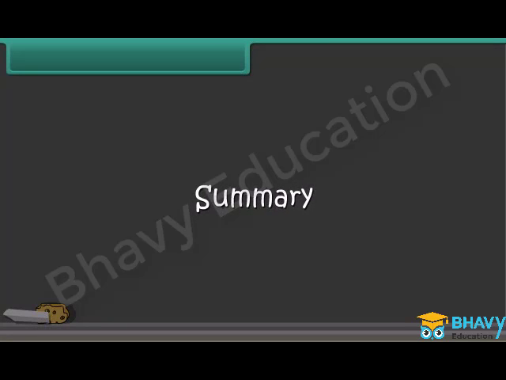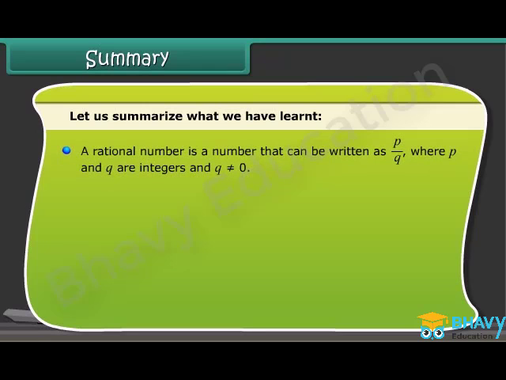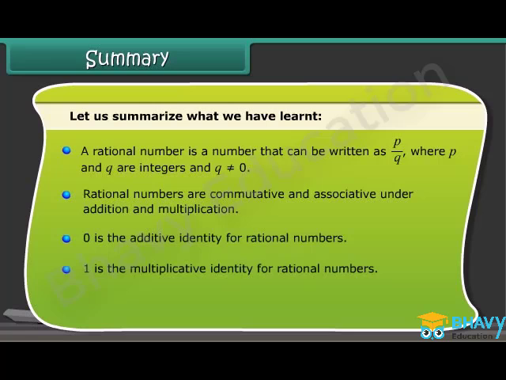Summary. Let us summarize what we have learned. A rational number is a number that can be written as P upon Q, where P and Q are integers and Q is not equal to 0. Rational numbers are commutative and associative under addition and multiplication. 0 is the additive identity for rational numbers. 1 is the multiplicative identity for rational numbers.